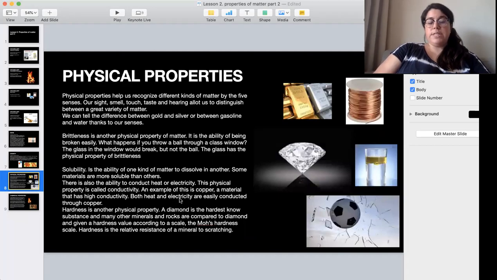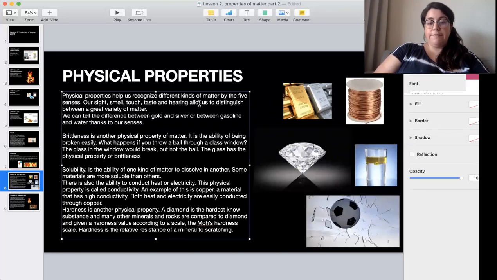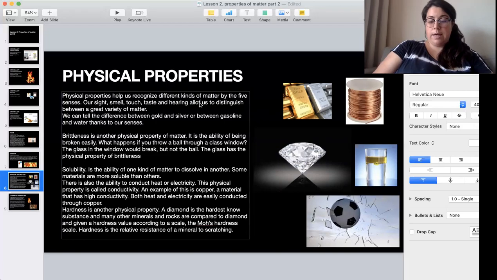Physical properties. Physical properties help us recognize different kinds of matter by the five senses. Our sight, smell, touch, hearing allow us to distinguish between a different variety of matter. We can tell the difference between gold and silver, or between gasoline and water, because you see, you smell, you can touch and know when something is different.